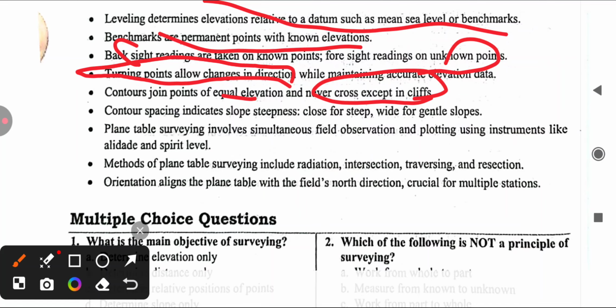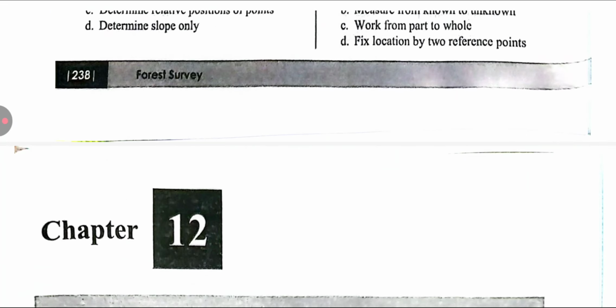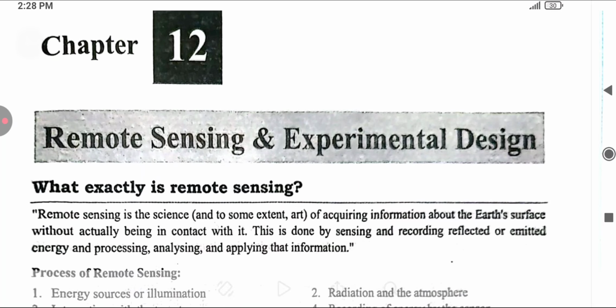Plane table survey involves simultaneous field observation and plotting using instruments like an alidade and spirit level. Methods of plane table surveying include radiation, intersection, traversing, and resection. Orientation aligns the plane table with the field north direction, crucial for multiple sections. And remote sensing and experimental design.